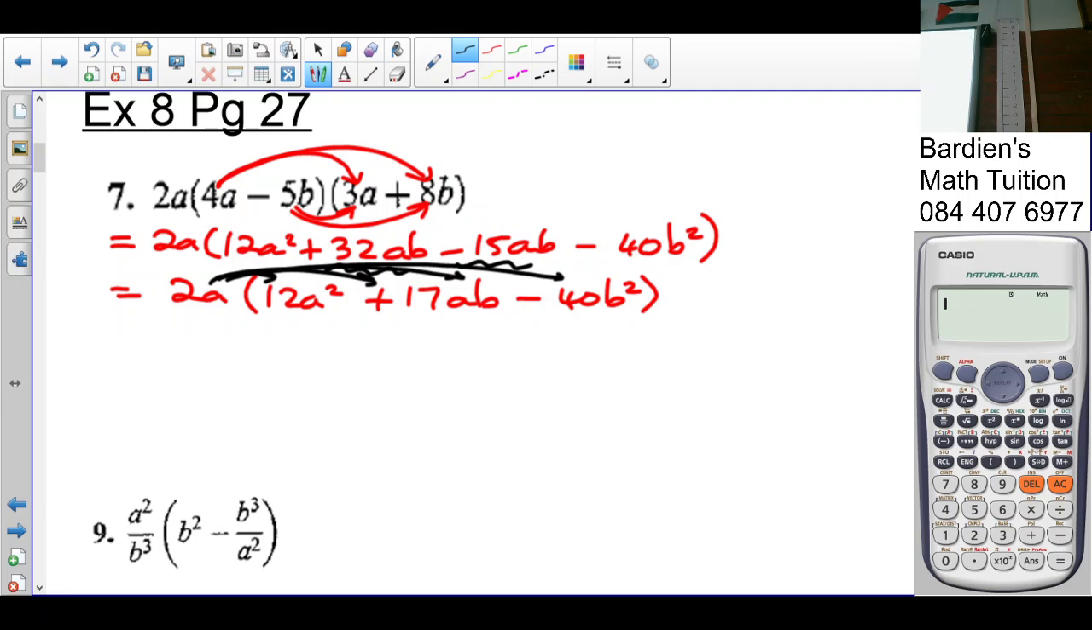Okay. Multiply the 2a in, I can get 2a times 12a^2 is going to give you 24a^3. 2a times 17ab will be positive 34a^2b, and 2a times negative 40b^2 will be negative 80ab^2.